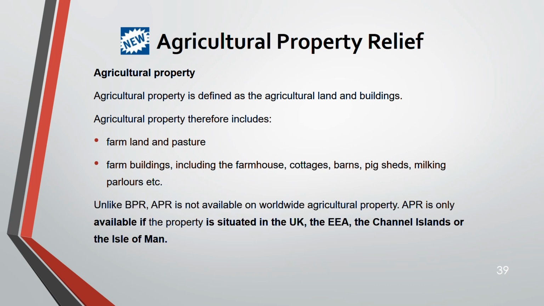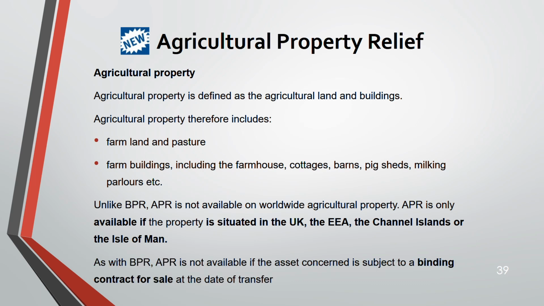Unlike BPR, remember the difference. APR is not available on worldwide agricultural property. APR is only available if the property is situated in the UK, EEA, the Channel Islands or Isle of Man. But BPR is available for property situated anywhere in the world. As with BPR, APR is not available if the asset is subject to a binding contract for sale at the date of transfer.